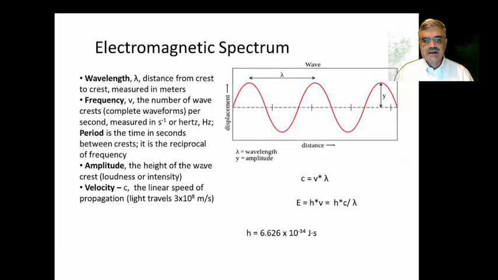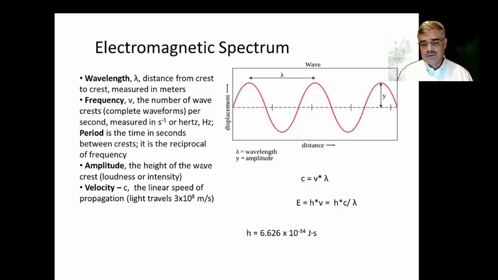The frequency is the number of wave crests or wave forms per second, and it's given in units of reciprocal seconds, or hertz, Hz. The period is the time in seconds between the crests, so it's essentially the reciprocal of the frequency, so you either deal with the frequency or with the period. The amplitude is the peak to peak, or sometimes it's from the midpoint to the peak, and either one would be useful in determining the amplitude. And then we have the velocity, the linear velocity of the wave.